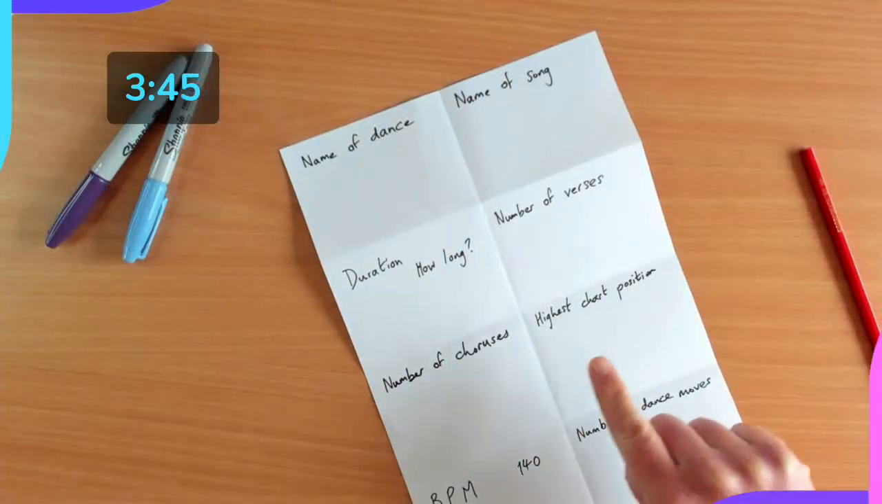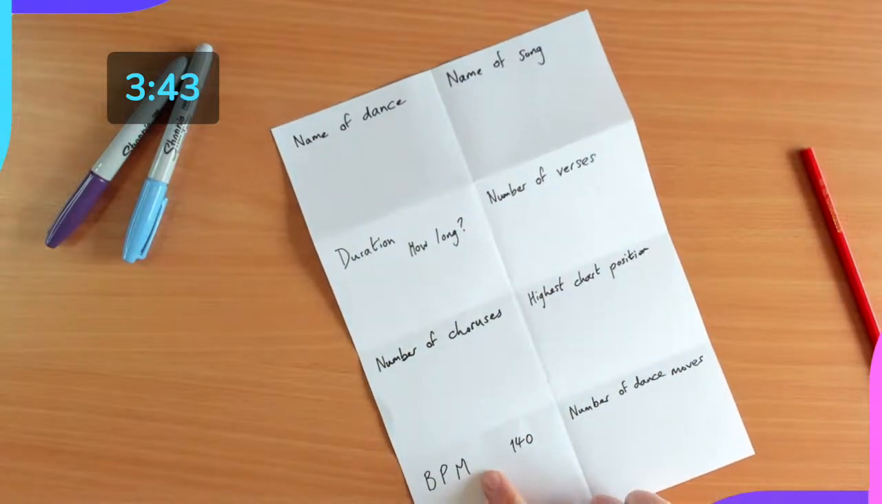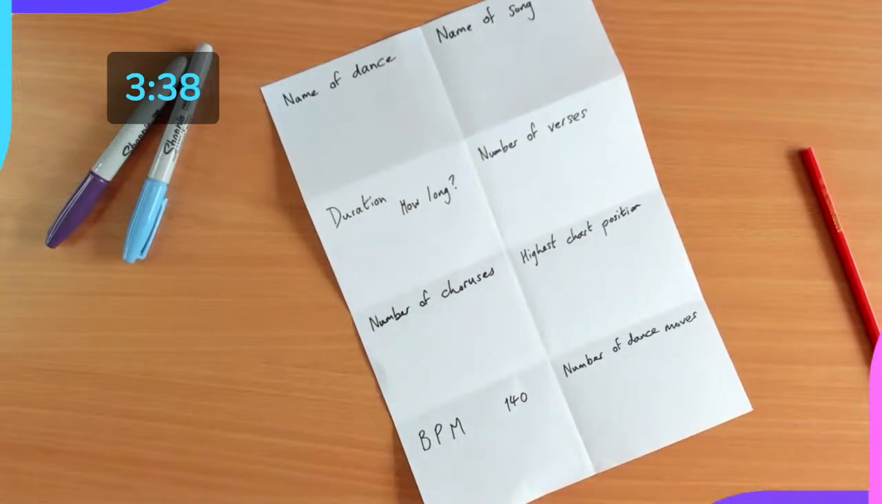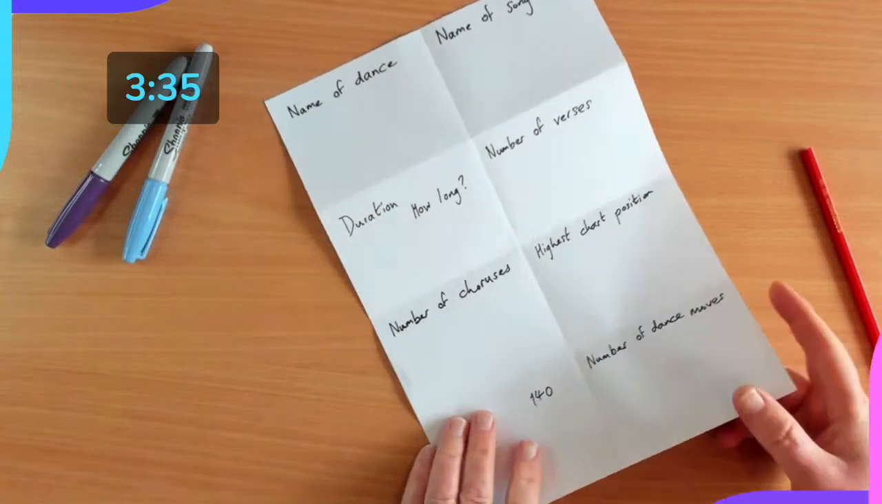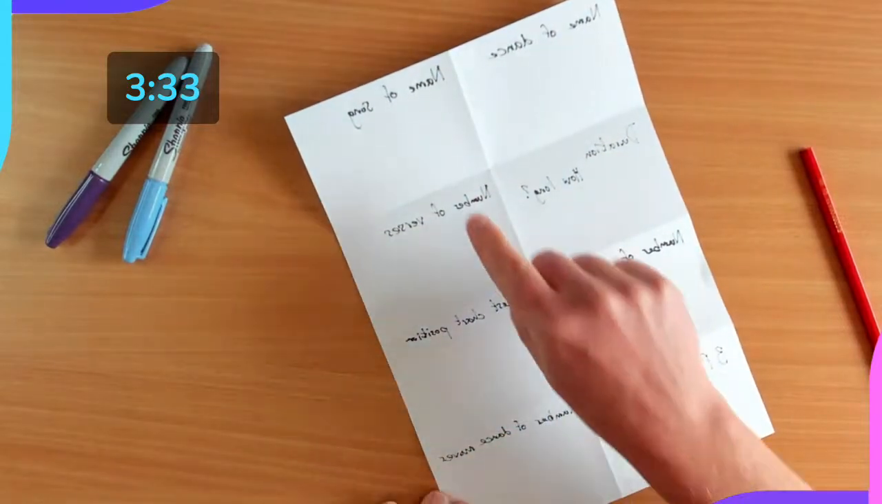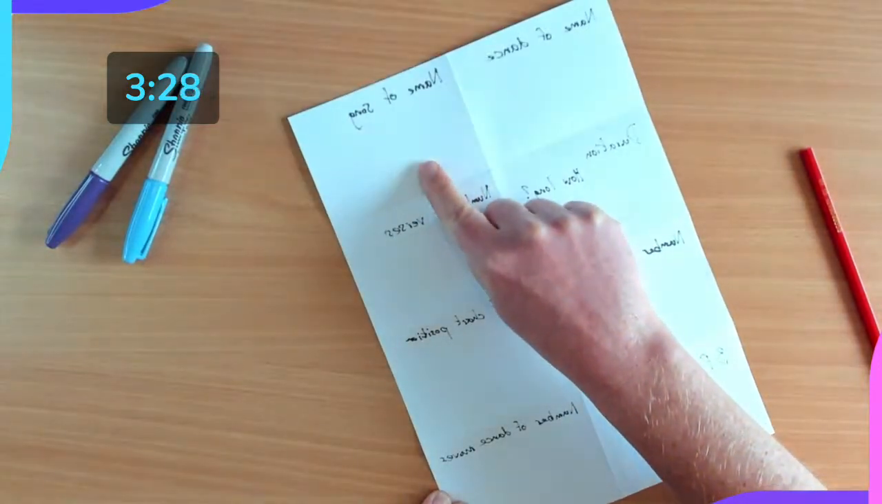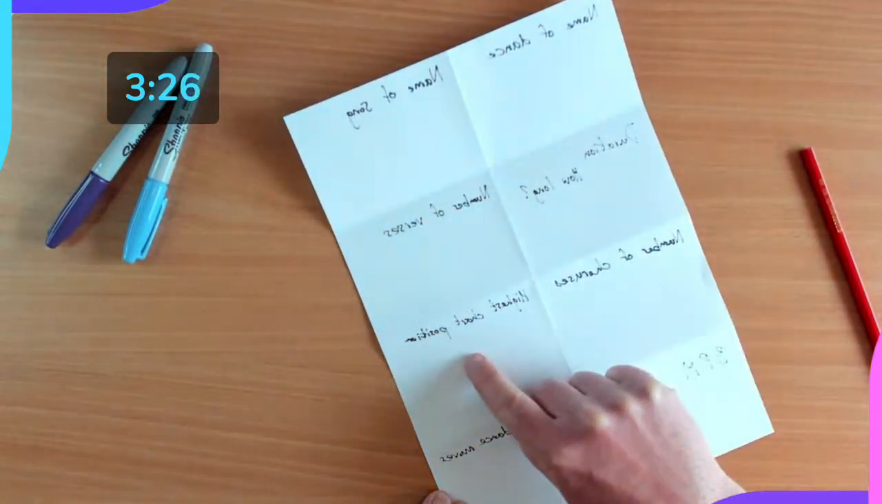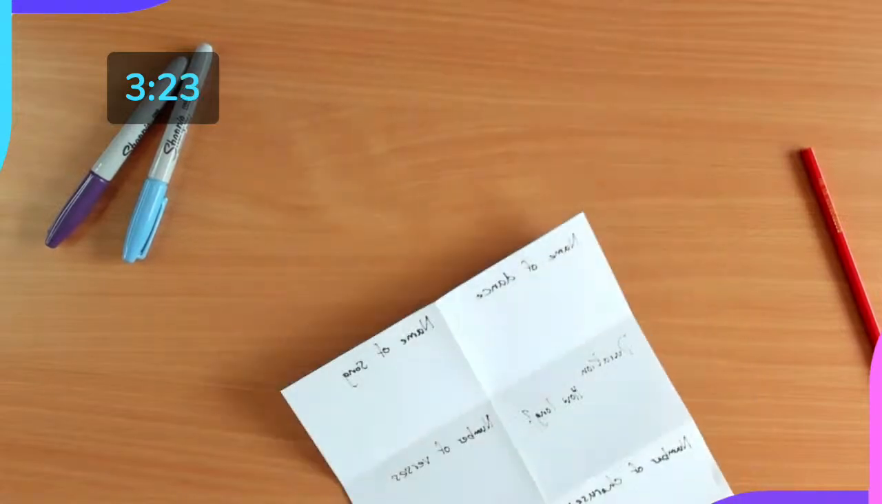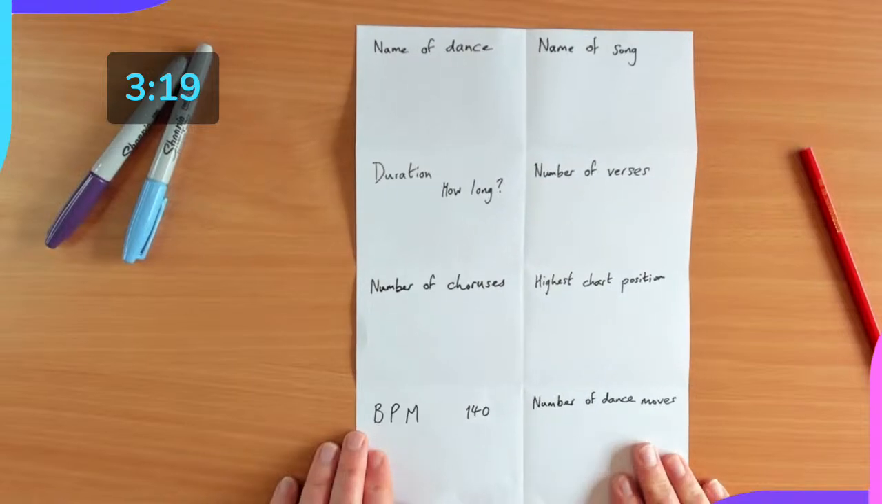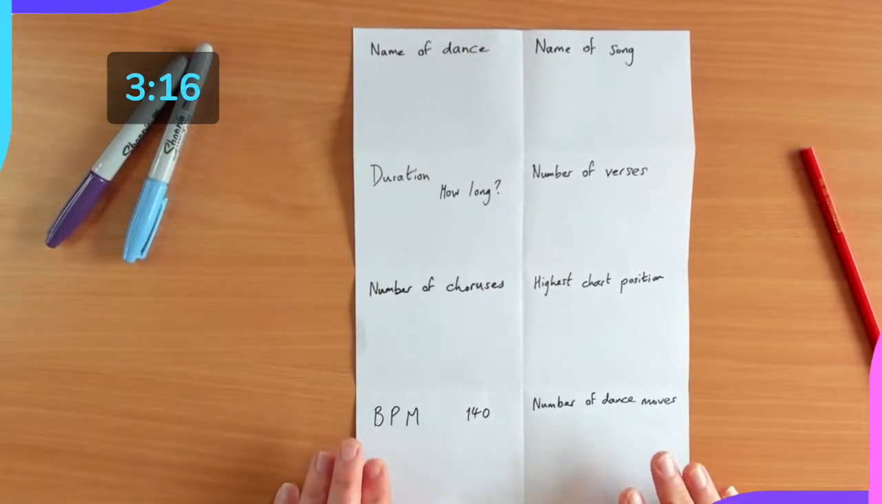Okay, so the name of the dance, name of song, the duration, how long it is, number of verses, number of choruses, highest chart position, the number of beats per minute, how fast it is, and the number of moves. And if it helps, for the number of moves you can turn your page over, and on the back you could even draw out, maybe just using stick figures, the different dance moves. That can give you a chance to draw down which dance moves are in there and help you count them up. Or if it helps you to dance them out yourself, then do that, dance them out, and write down how many moves are in there.